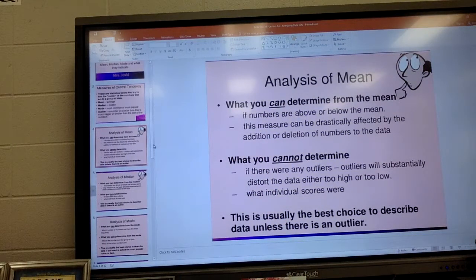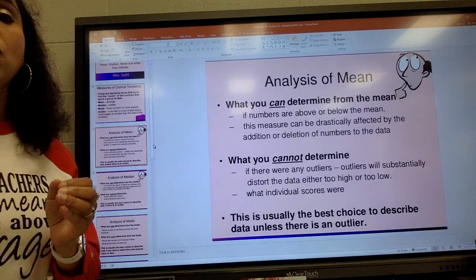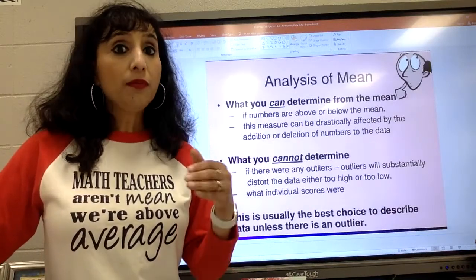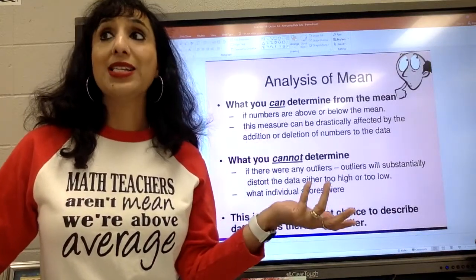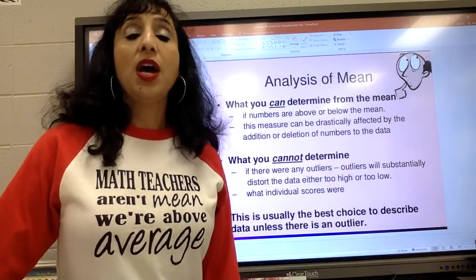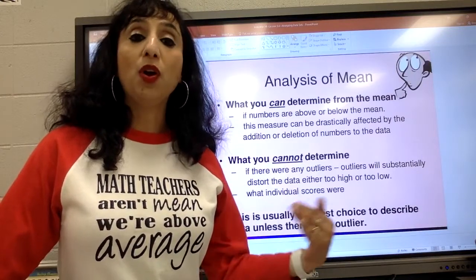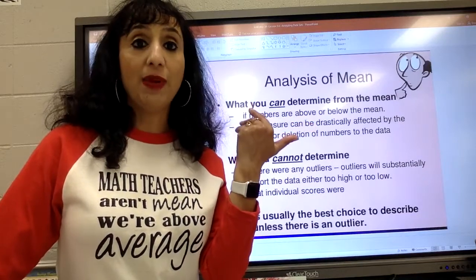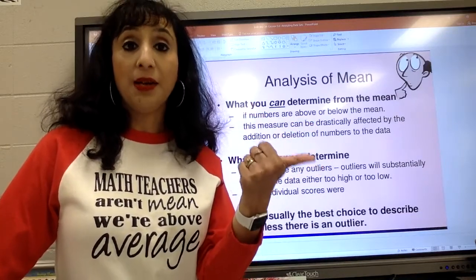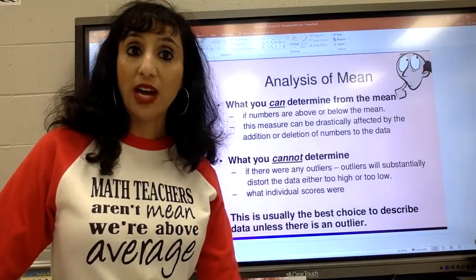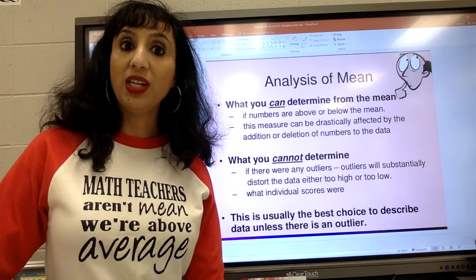So yes, you can determine if you're above or below the mean. And one thing about the mean, I told you, is that it is drastically affected by the outlier. If the outlier is much higher than the rest of the number set, it is going to pull the average up to a much higher level because it's at the higher end of the data set. If it's on the lower end, it's going to drag your mean down because the outlier is at the lower end of the data set.